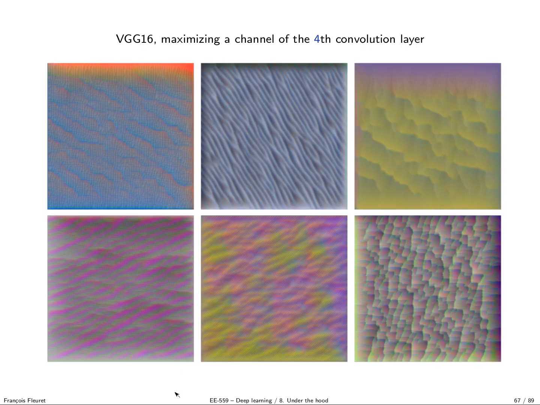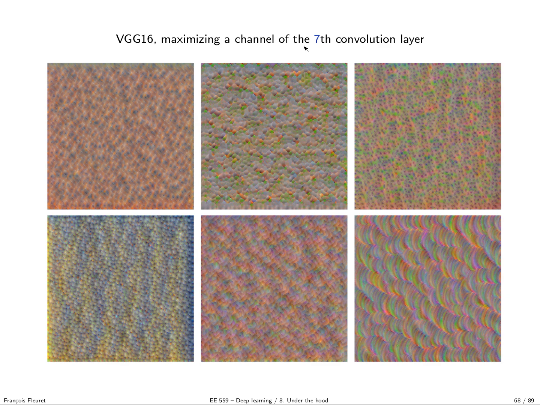So those are some results. Here, it's not exactly what was in the previous piece of code, because instead of maximizing the response of one of the final units, I'm maximizing the mean of the response of a certain channel in the fourth convolution layer. So each image corresponds to one channel picked at random, 6 of them total. And we see that we get quite nice images of textures when we try to maximize channels of the fourth convolution layer. Here, it's the same at the 7th convolution layer.